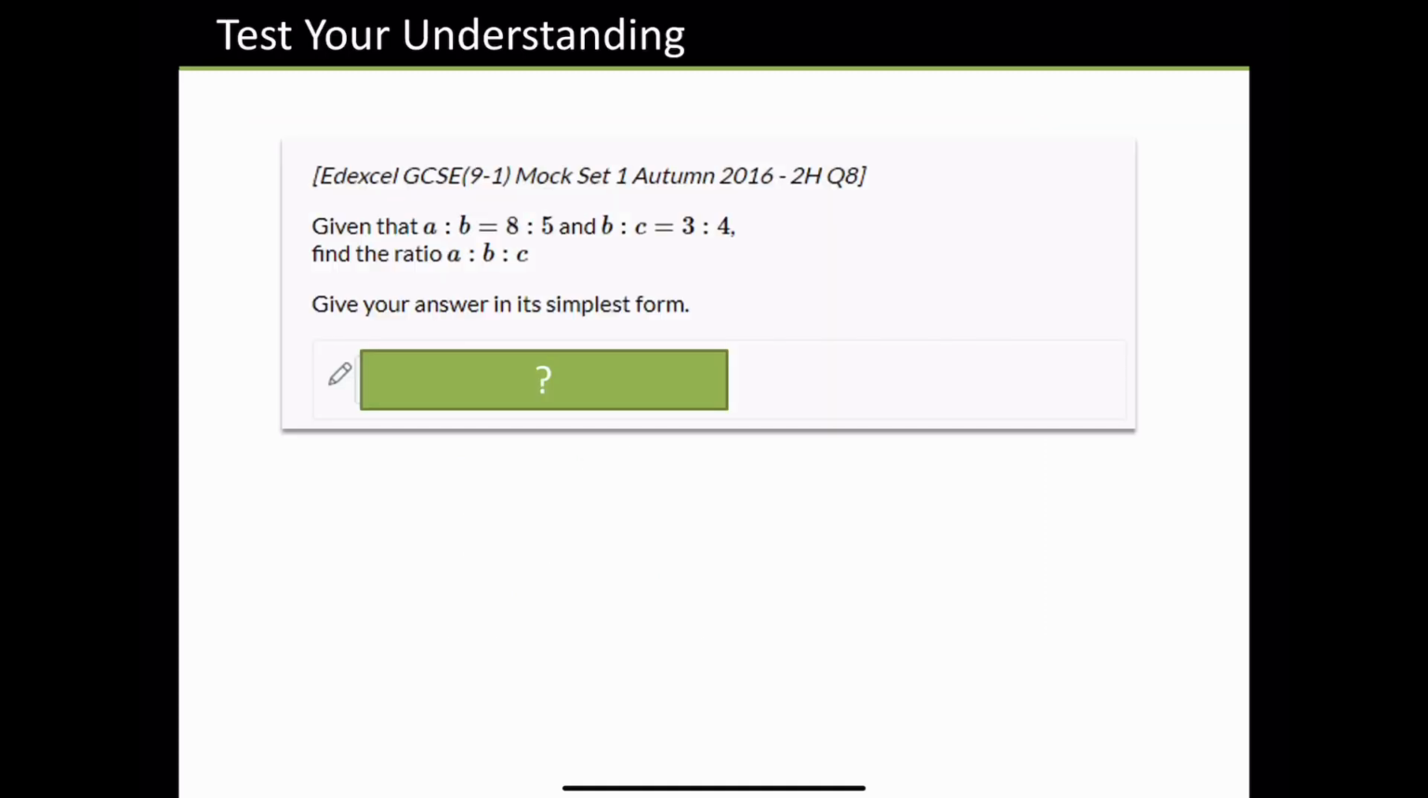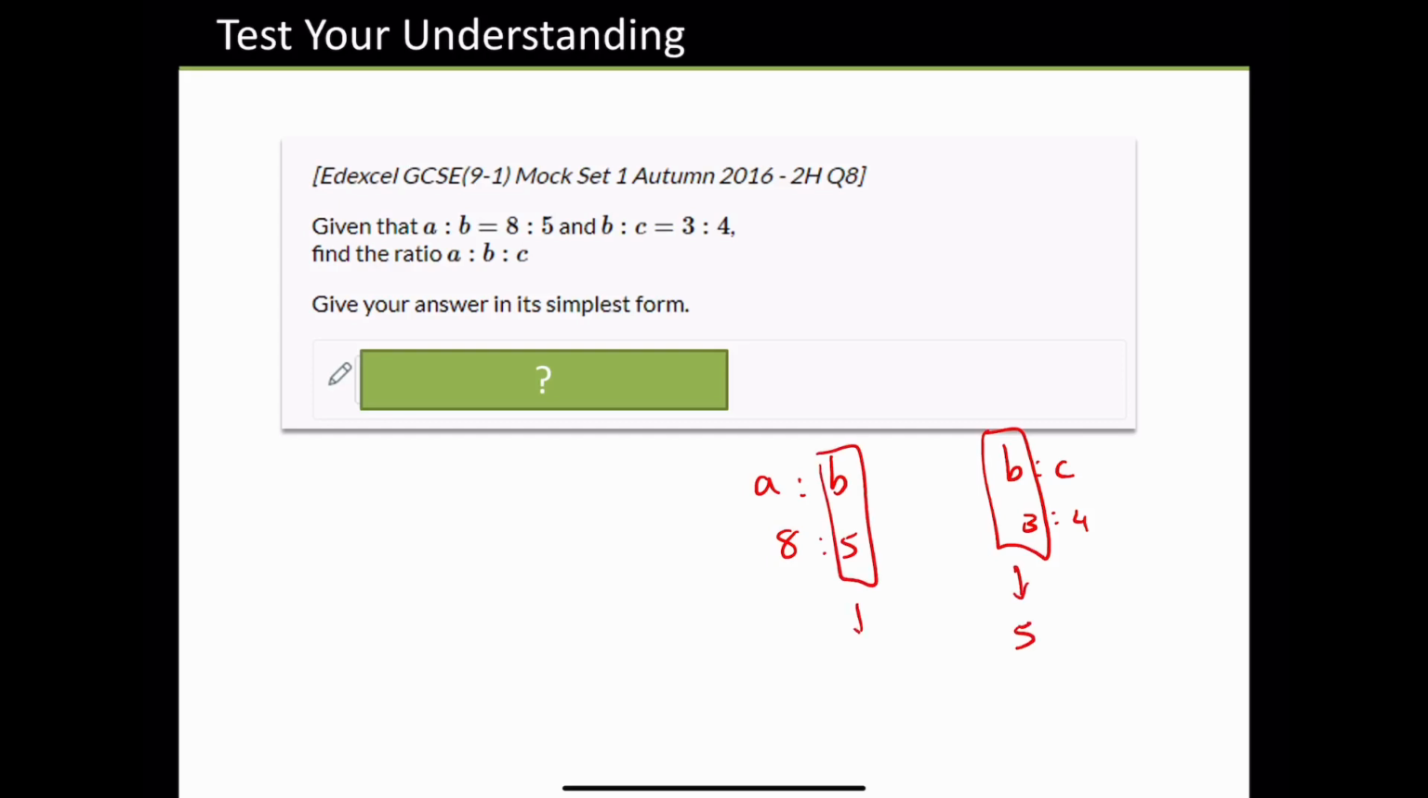Same again for this question, which you can see is a GCSE question. The ratio of A to B is 8 to 5, and B to C is 3 to 4. Now you need to find the ratio of A to B to C in the simplest form. So pause it and try. A to B is 8 to 5, B to C is 3 to 4. What you have in common is B.